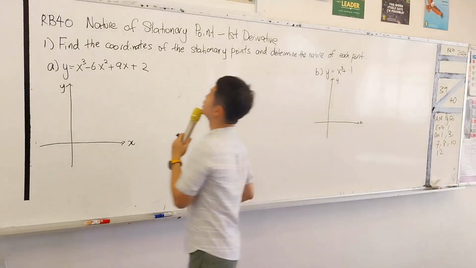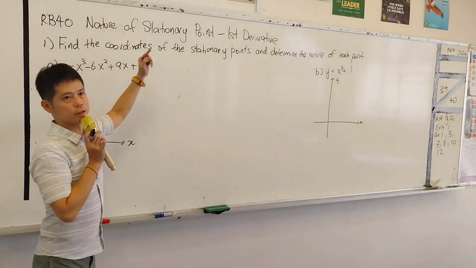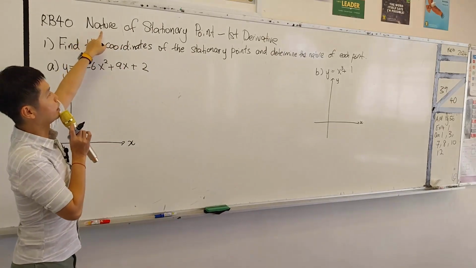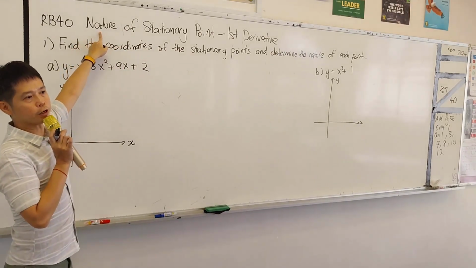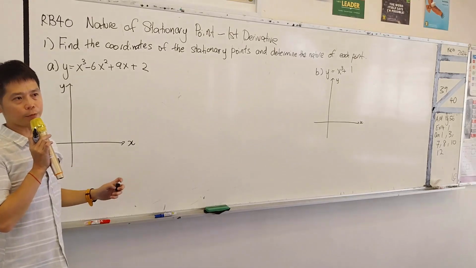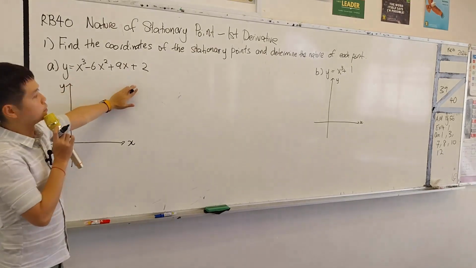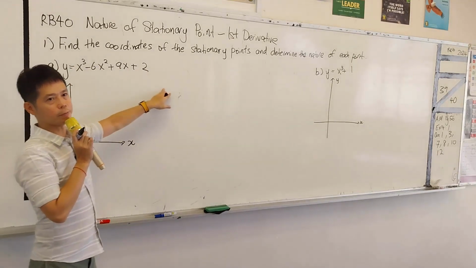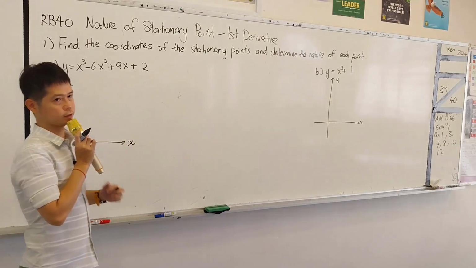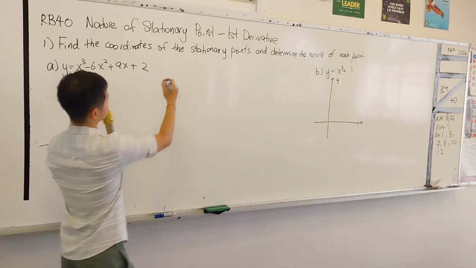Okay, let's begin. We are at the next chapter already. The first thing we are going to find is the nature of the stationary point, which means are we having a maximum point, minimum point, or a point of inflection. Okay, just to quickly recap.